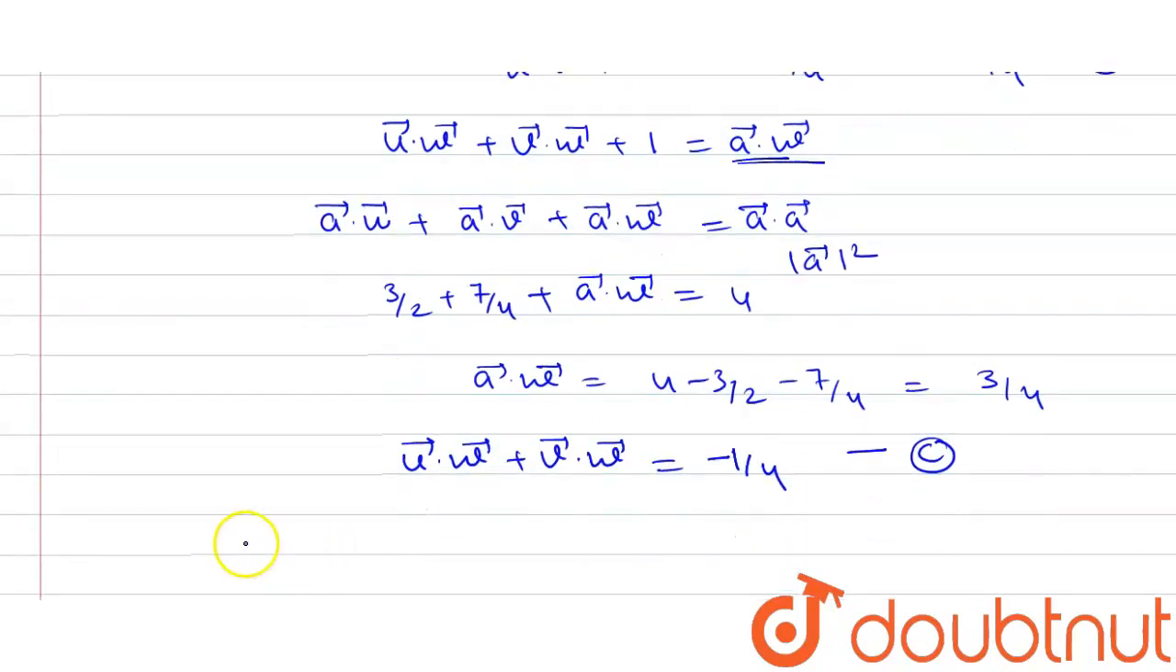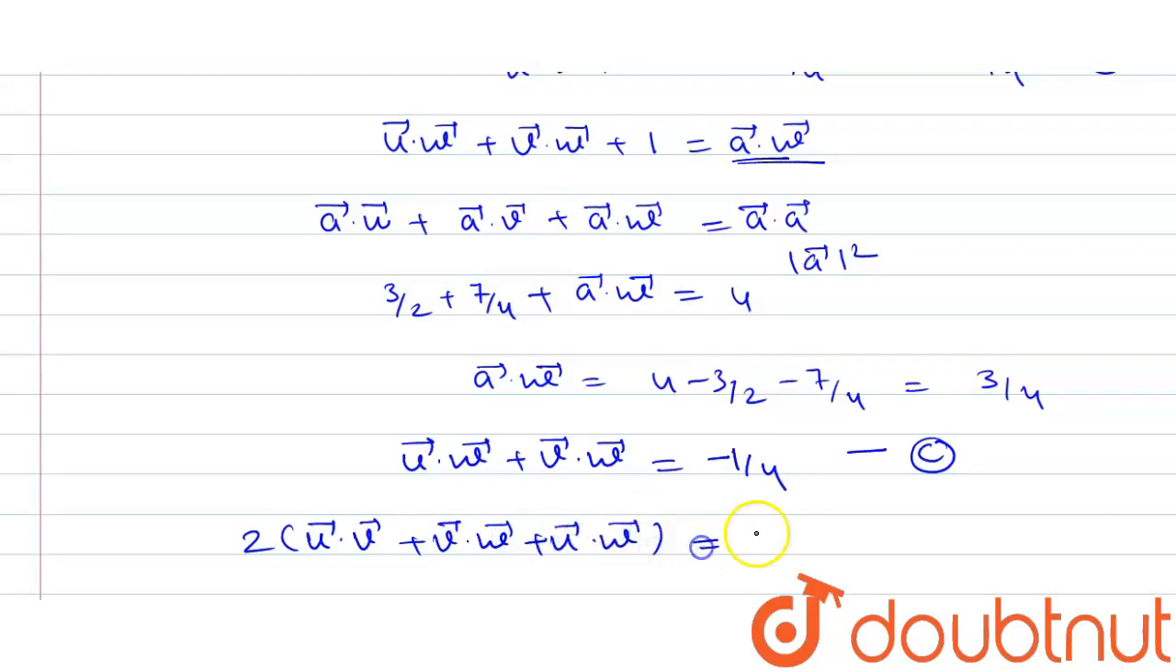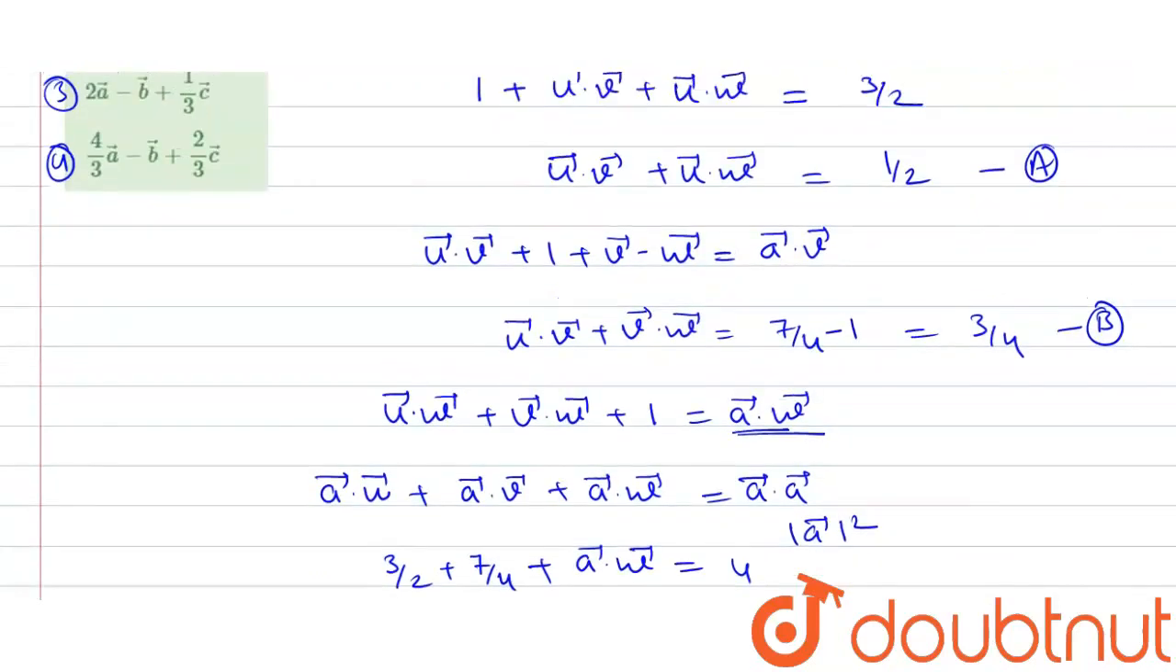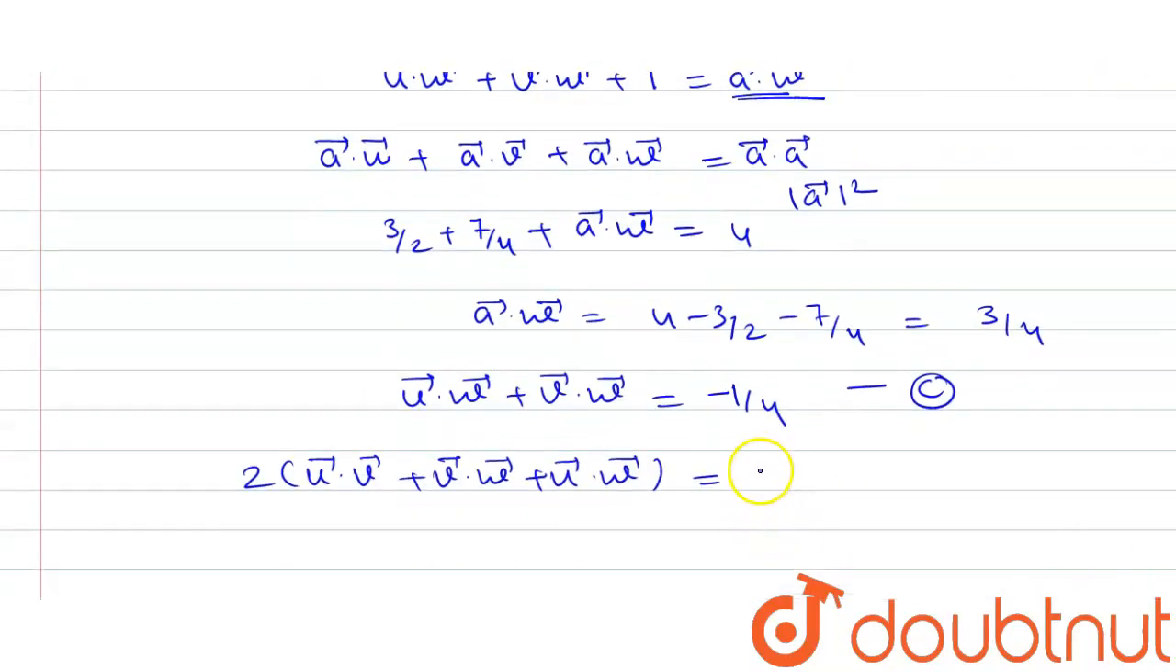So you will get 2 times of u vector dot v vector plus v vector dot w vector plus u vector dot w vector will be equal to, see here, right hand side terms 1 by 2 plus 3 by 4 minus of 1 by 4. On simplification, what we will get? We will get 2 to the 4, 4 plus 3, 7, 7 minus 1, 6 by 4. 6 by 4 means 3 by 2.